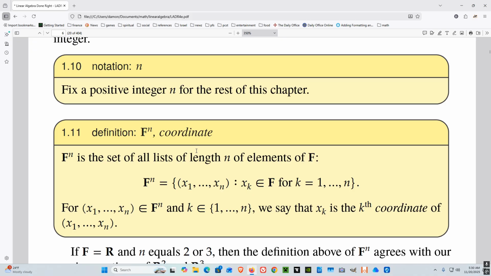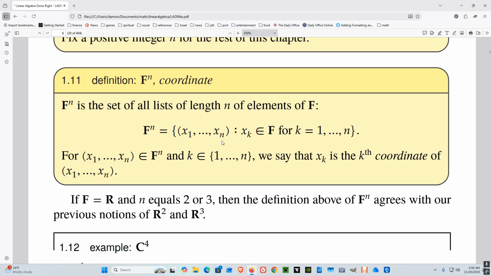Definition: F to the n, coordinate. F to the n is the set of all lists of length n of elements of F. F to the n equals (x1, ..., x sub n), where x sub k is an element of F for k equals 1 to n. For (x1, ..., x sub n) an element of F to the n, so that's a list, right? And k in the set of numbers from 1 through n, we say that x sub k is the kth coordinate of the list (x1, ..., x sub n).